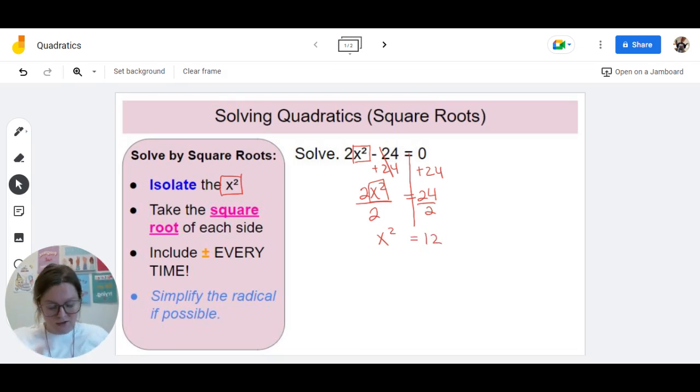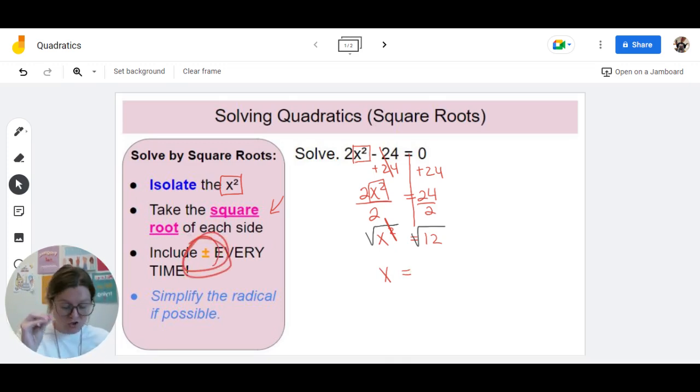Okay, that's step 1. Step 2 is going to be to take the square root of each side. So remember, a square root is always going to cancel out a squared. So I'm going to square root both sides. On the left, they're going to cancel. So I like to draw my cancel line there, and I'm left with an x. And this is so important. Every single time you take a square root, you need to put plus or minus the square root of whatever number it is. That is the most important part when you're taking square roots, okay?